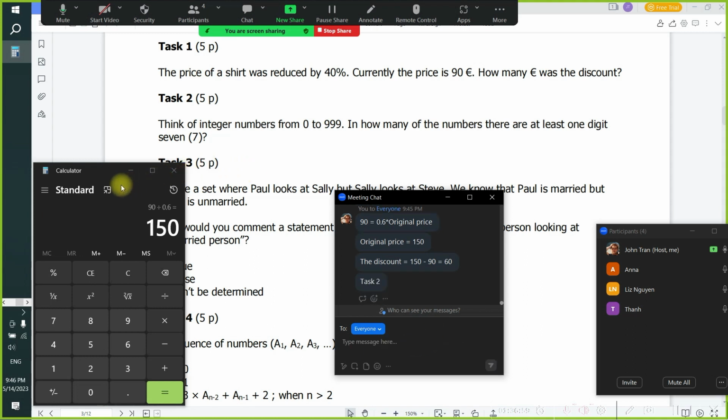Think of integer numbers. Think of all the integers from 0 to 999. How many of them have at least one digit 7 in them? This is a hard task, okay?